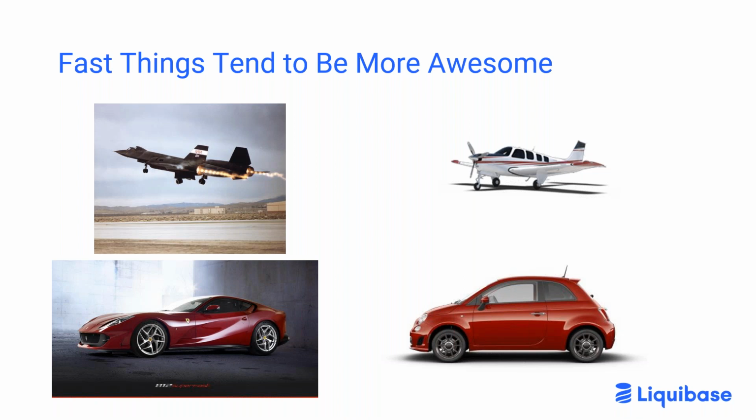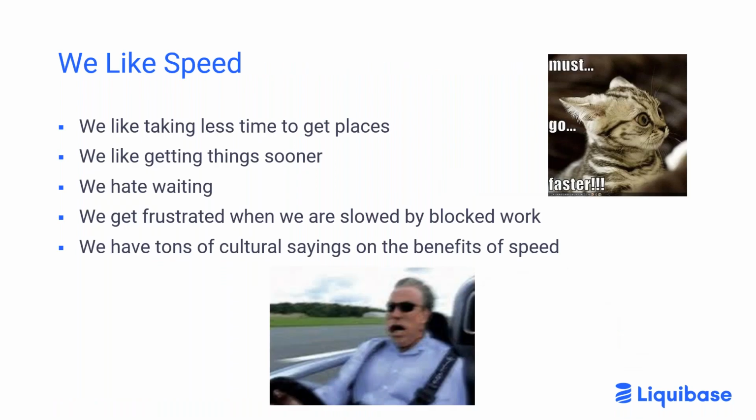And the stuff on the right, perhaps a little less so. Perhaps practical might be a good word for them. But awesome is not likely something you're going to attach to them. And look, we like speed, right? We like taking less time to get places. We like getting things sooner. Second day delivery is good. Next day delivery is better. Same day delivery is awesome. We don't like to wait.